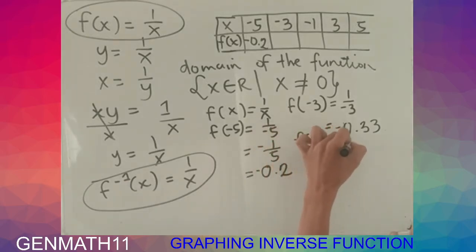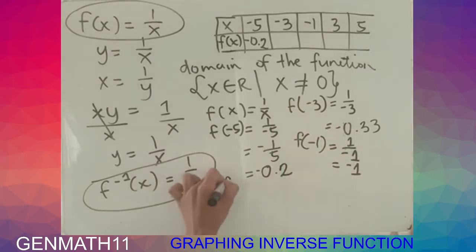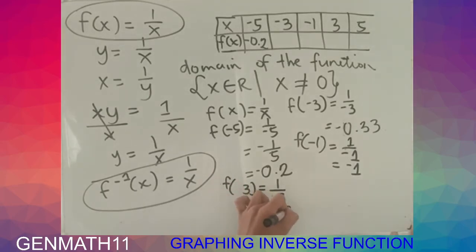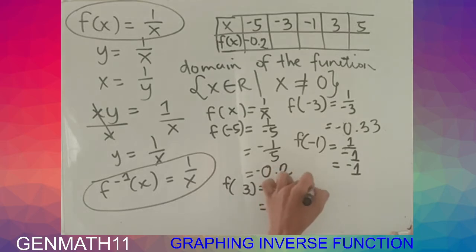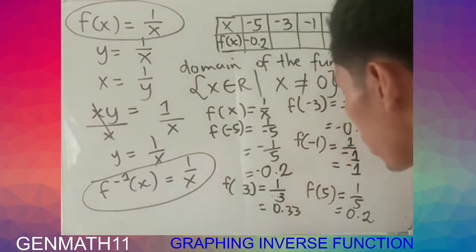X, negative 1. So, 1 divided by negative 1, ang sagot dyan ay negative 1 pag dinivide. Next. Ay, 3 pala. Sorry. So, 0.33. Approximate lang to ha, kasi hindi siya sakto. Then 5 naman, 1 over 5, 0.2. Okay? So, lagyan natin.